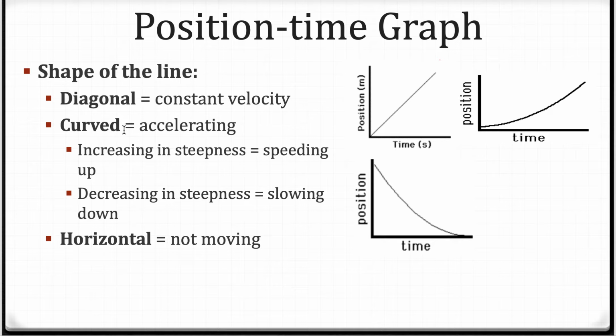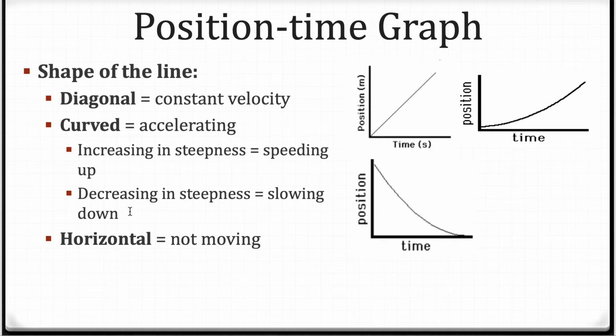If we have a curved line, that means it's going to be accelerating. And we can have some different options for curves. We can have one that's going to get steeper and steeper as it curves. Like this one, it starts off kind of flat down here, and then it gets steeper and steeper, and if it kept on going up, it would get steeper and steeper. That means it's speeding up. So if you get steeper, you're speeding up.